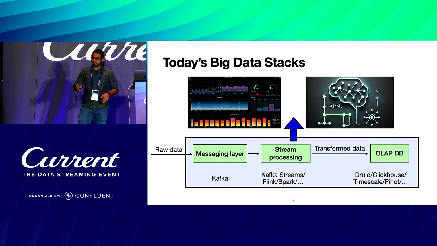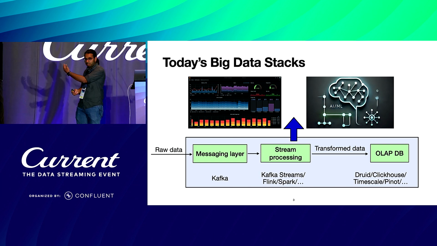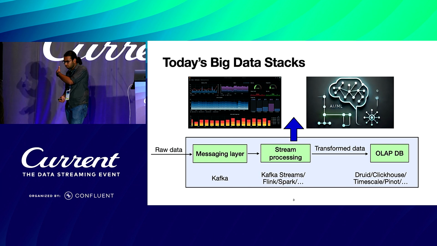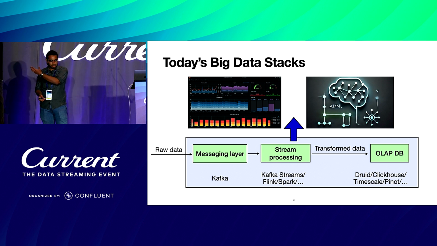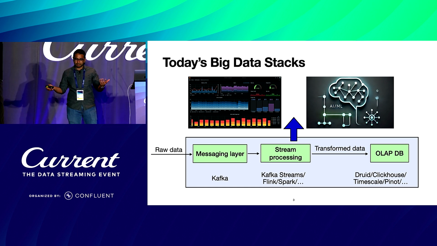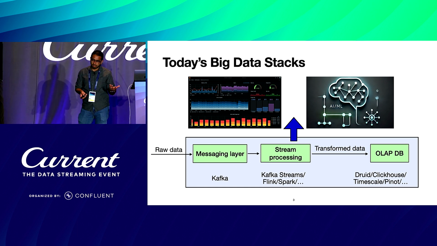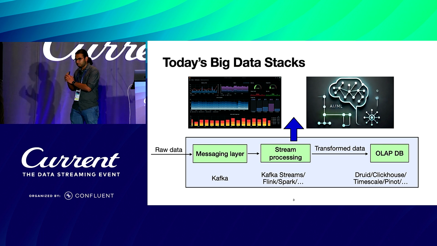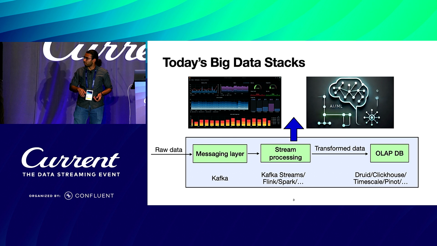So this is what the big data stacks today look like, right? You have raw data coming in. You have a messaging layer like Kafka, Red Panda, et cetera. And this will then send the data to a stream processing layer. You have Flink, Spark, Kafka Streams. There's multiple of those frameworks. You do some stream processing on that data, transform it, maybe pre-aggregate it, and then send it to a database where it's stored, right? And then again, you have multiple choices of databases over there.